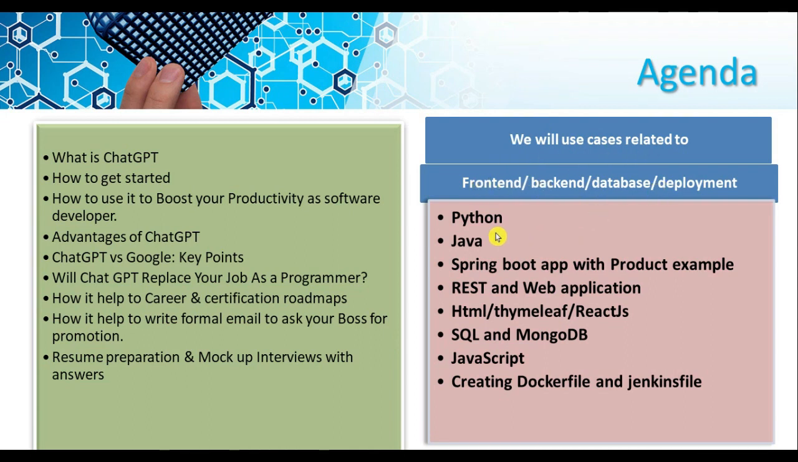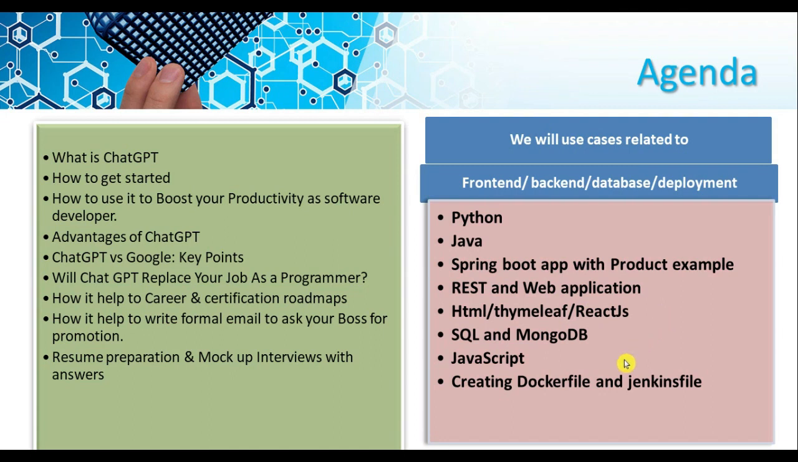We are going to check use cases related to front-end, back-end, database and deployment. Here are a few languages for which we are going to check some examples. We will look at examples in Python, Java, then a Spring Boot application with a product example. In Spring Boot, we can create a multi-layer application with the entity, repository, DAO layer and connection with the database, with the controller, entity, repository and connection with the database. We are implementing a few REST calls, and we are interacting with that backend application from the front end. So altogether it's a web application.